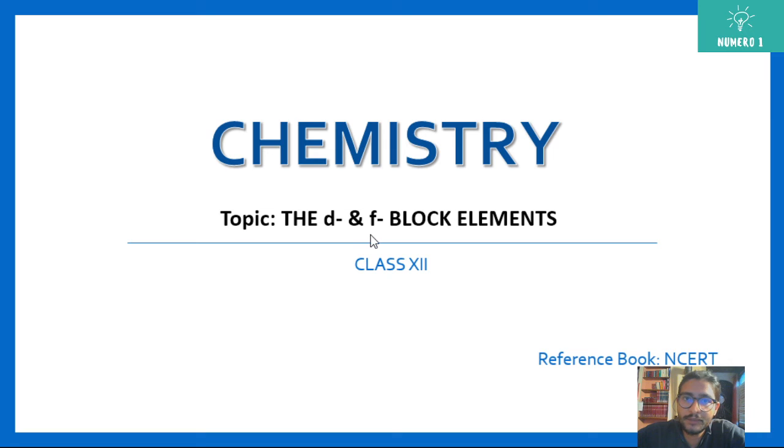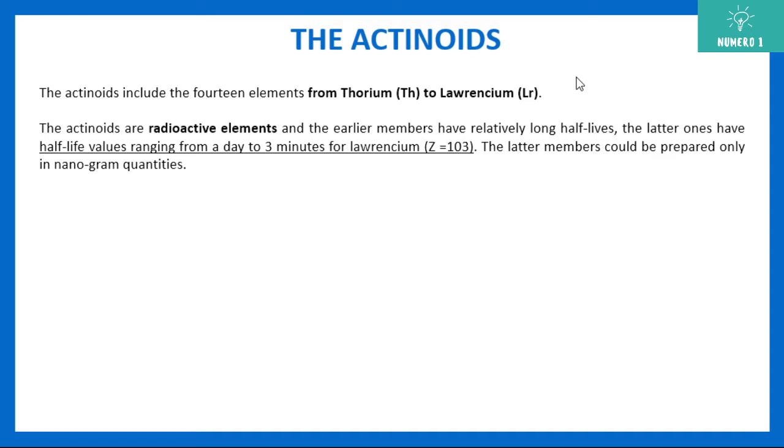In this session, we will be talking about actinoids and their properties. Let's begin. Actinoids are the elements which follow actinium. These are the 14 elements starting from thorium to lawrencium. The actinoids are radioactive elements.